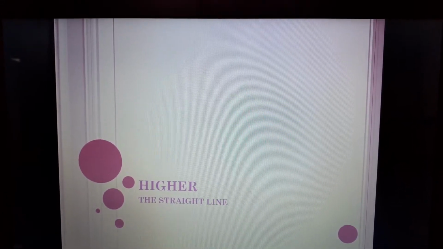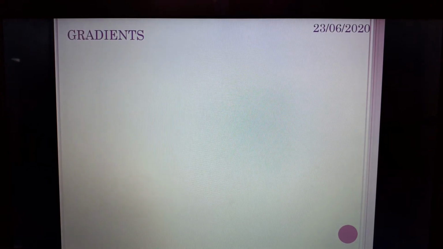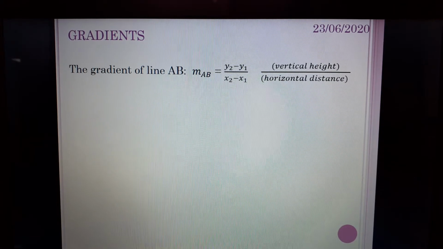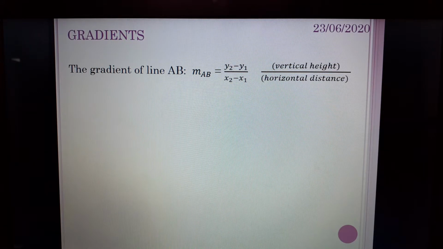Good morning, and today we are going to start a new topic, and that topic is the straight line. To begin with, we will just simply be continuing with some of the knowledge that we should already have from National 5. So we're going to have another little look at the gradient. We should know this from National 5, that the gradient of a line AB is y2 minus y1 over x2 minus x1.